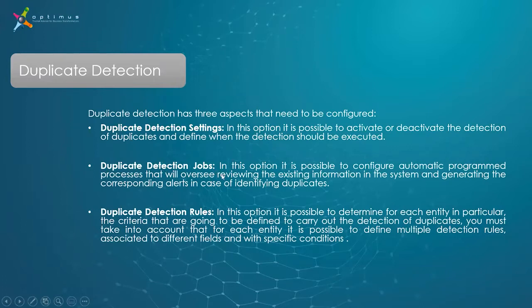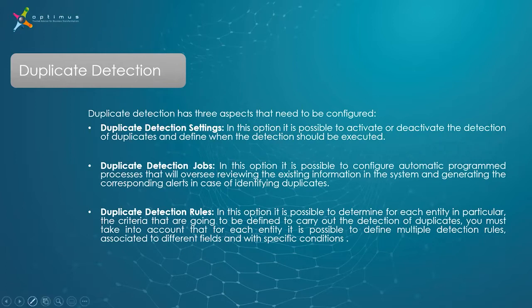Duplicate detection jobs: you could define some recurrent processes in the system just to constantly review the information, to validate that the information is correct. So you could configure your own detection jobs. I'm going to be explaining how to do it directly in the system as well. And the third one is going to be duplicate detection rules. In this functionality, you could configure the criteria that you want to use to validate the information and detect the duplication.